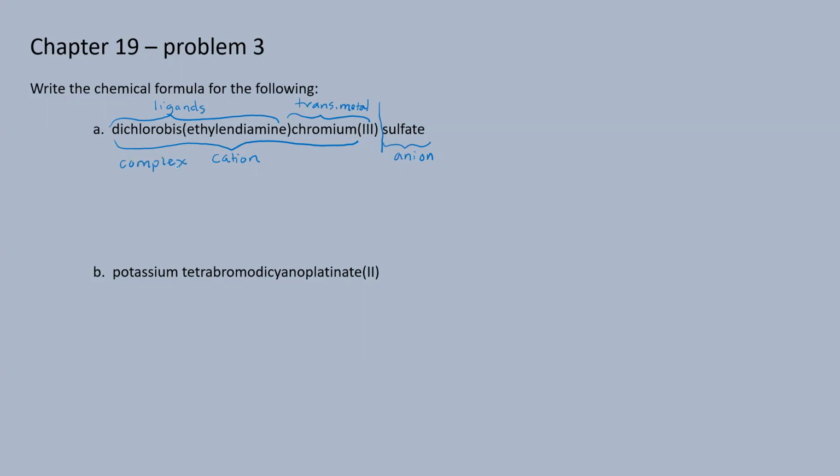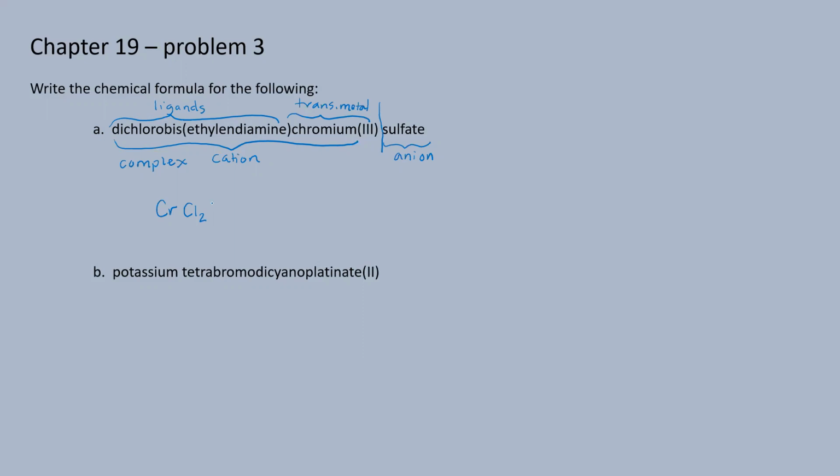So when you write the formula for a complex cation, you always start with the transition metal. So I'm going to start with Cr. And then you add the ligands. So dichloro means there's 2 chlorines. Bis ethylenediamine. So bis also means 2. In problem number 2, we said that there were some ligands called chelating ligands. So whenever you have a chelating ligand, instead of saying di, you say bis.